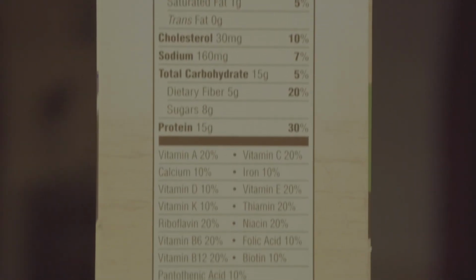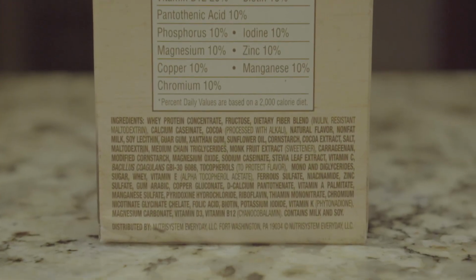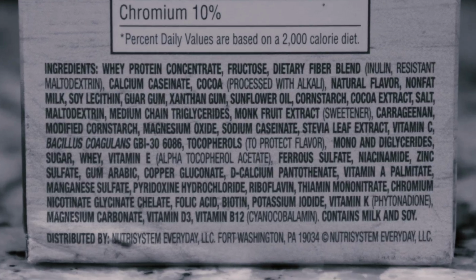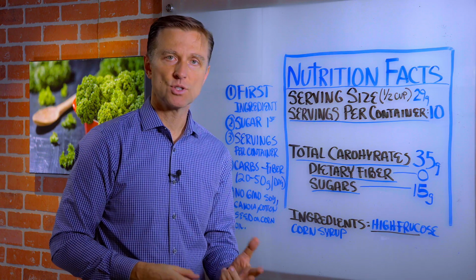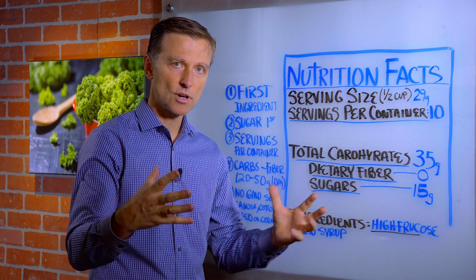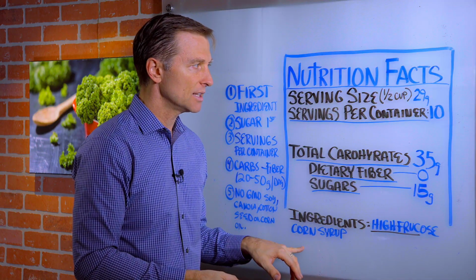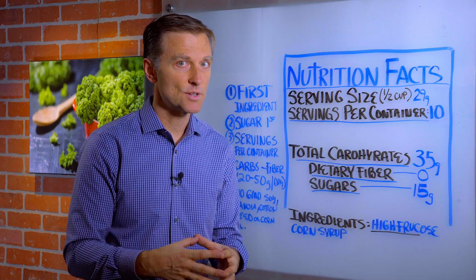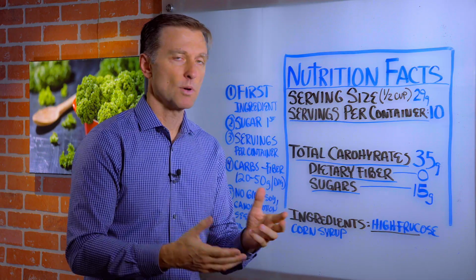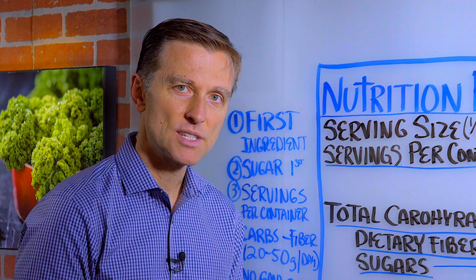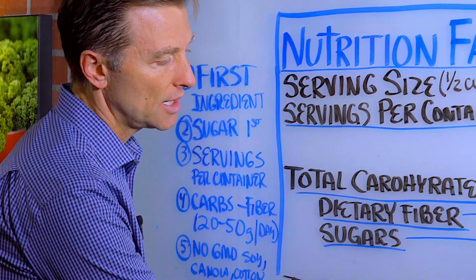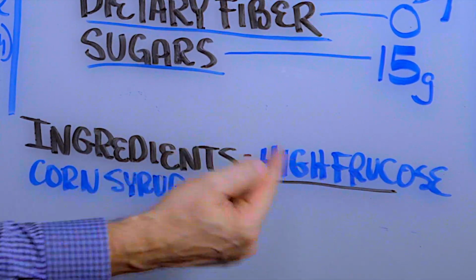So number one, the first thing you're going to look at is the ingredients, and what is the first ingredient? Whatever the first ingredient is, that tells you what's making up most of that product. So if high fructose corn syrup is the first ingredient, the majority of that product is high fructose corn syrup. If it's soy, it's mostly soy. So that's how they list things based on the quantity of a certain ingredient in this product. This would be first, and then the second, third, fourth.